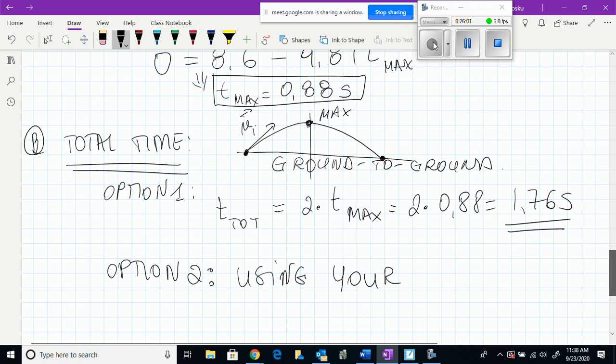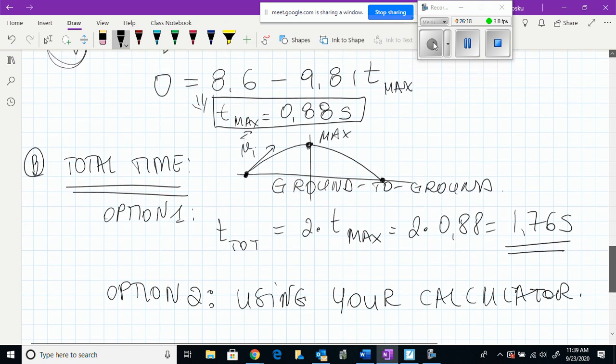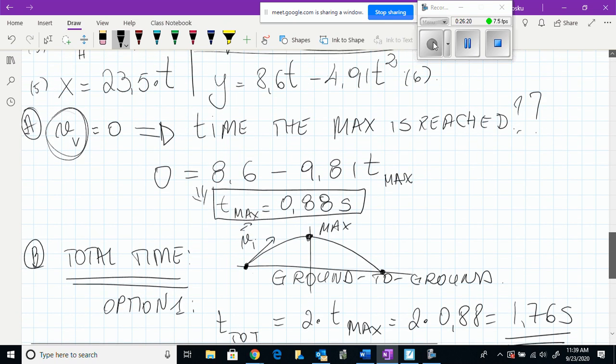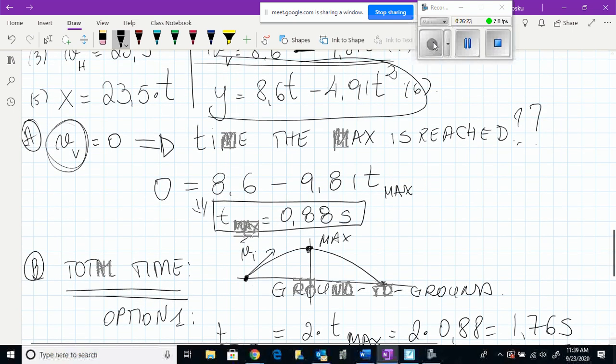With the projectile, we will use our calculator a lot. Okay, so what does that mean is we go to the equation here, and the equation that we will use will be equation 6.